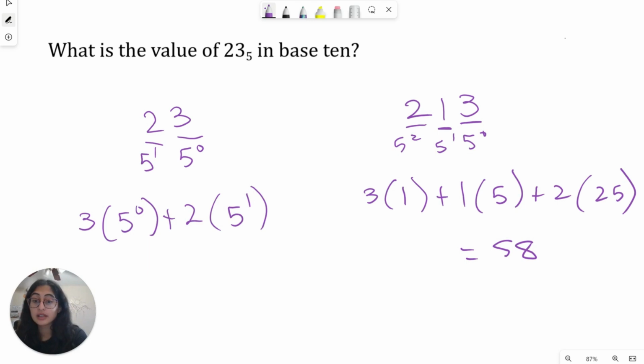Adding this up, we get 3 times 1 plus 2 times 5, which is 10 plus 3, or 13. 23 base 5 is equal to 13 base 10.